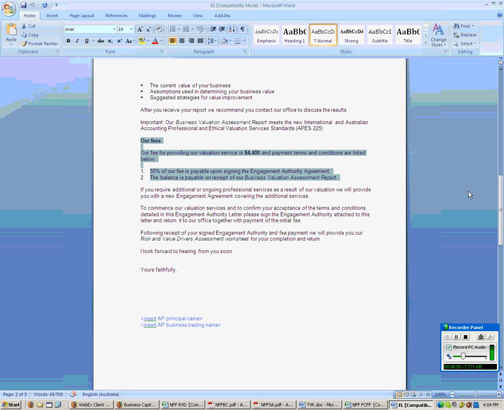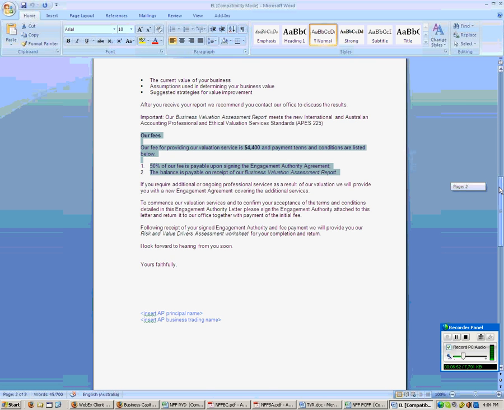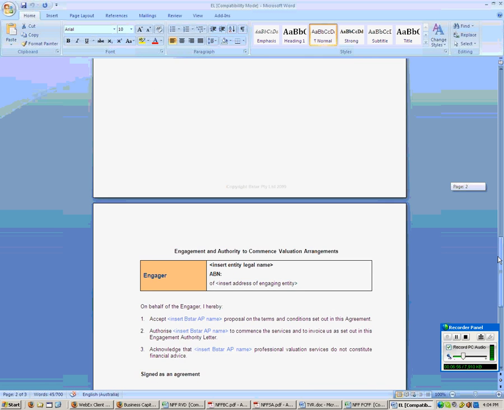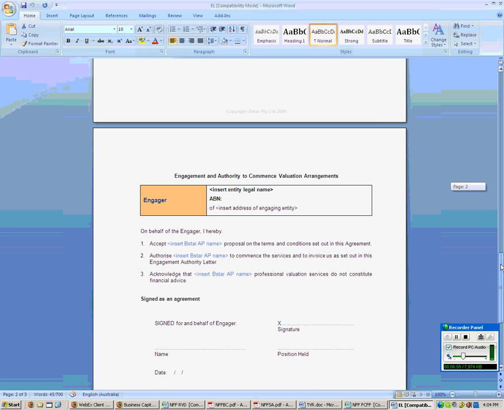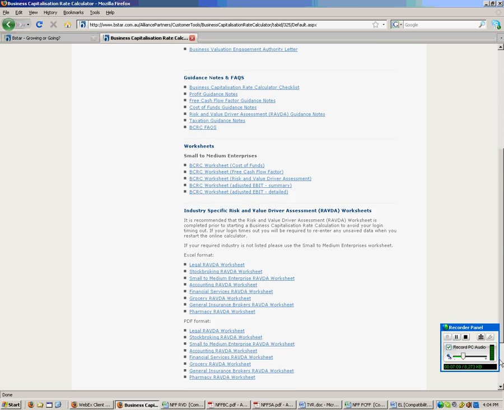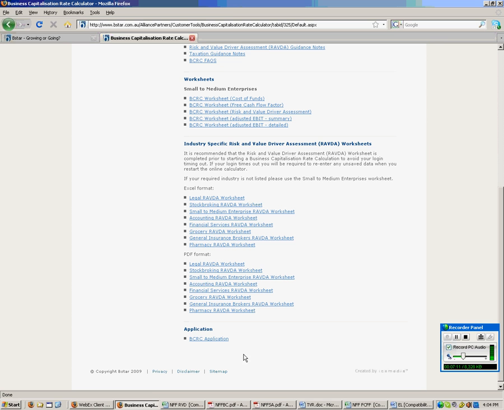Once an alliance partner receives the signed engagement and an authority letter from their client, they can click on the calculator's application tab to complete the business valuation.